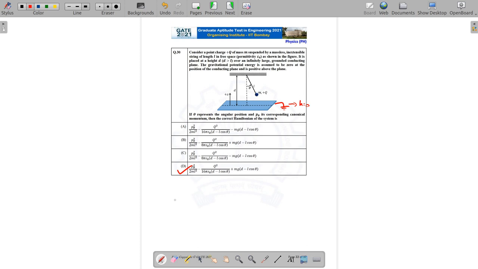So everyone knows the Hamiltonian is the total energy, which is kinetic energy plus potential energy. So here the only moving component is the charge plus q, which has a mass of m. And if theta is the angular displacement and the corresponding momentum is p theta, then of course the kinetic energy T will be p theta square by 2m.